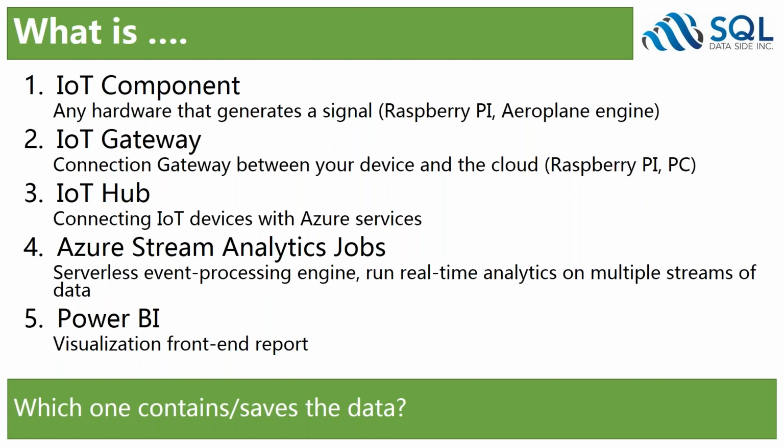An IoT component is hardware, like an airplane engine, or your garage door opener, or your car even, which has a heating sensor, or your refrigerator. An IoT gateway is a kind of software that connects your device to the cloud. That device could be a laptop, an airplane engine, or your garage door opener, as an example.